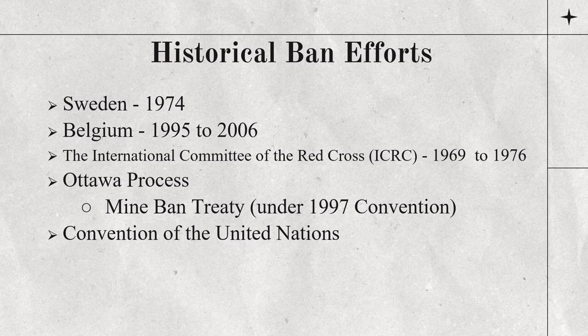Belgium was the first country in the world to adopt a national law prohibiting anti-personnel mines, on 2 March 1995, after persistent campaigning by NGOs like Handicap International Belgium, which resulted in the Mahoux Bill in 2006 to ban all types of cluster munitions in Belgium.